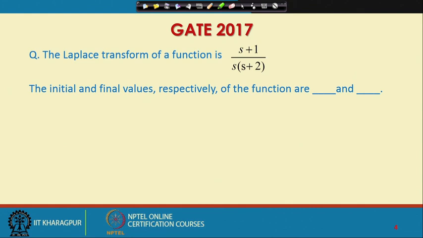Next, a question from 2017. The Laplace transform of a function is (s plus 1) divided by s into (s plus 2). We have to find out the initial and final values of the function. So, you have to make use of initial value theorem and final value theorem.